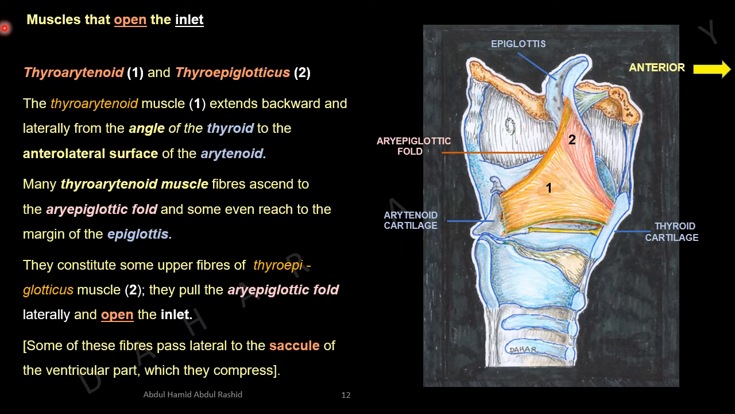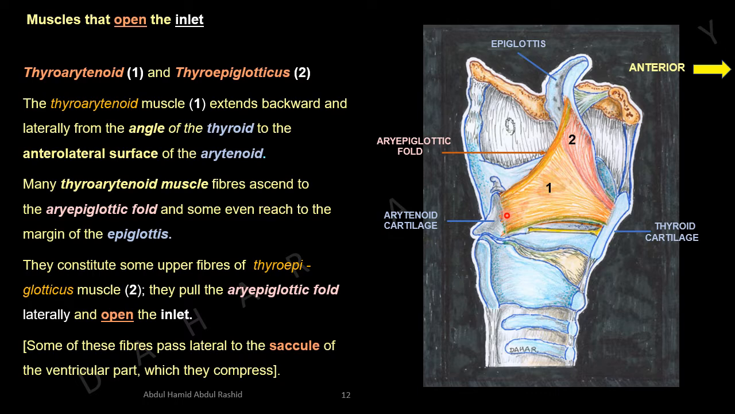Okay. Now we are going to talk about muscles that open the inlet. They are thyroarytenoid, number 1, coming from the thyroid to the arytenoid, and thyroepiglotticus muscles, coming from the thyroid to the epiglottis. The thyroarytenoid muscles, number 1, extend backwards and laterally from the angle of the thyroid cartilage to the anterolateral surface of the arytenoid cartilage.